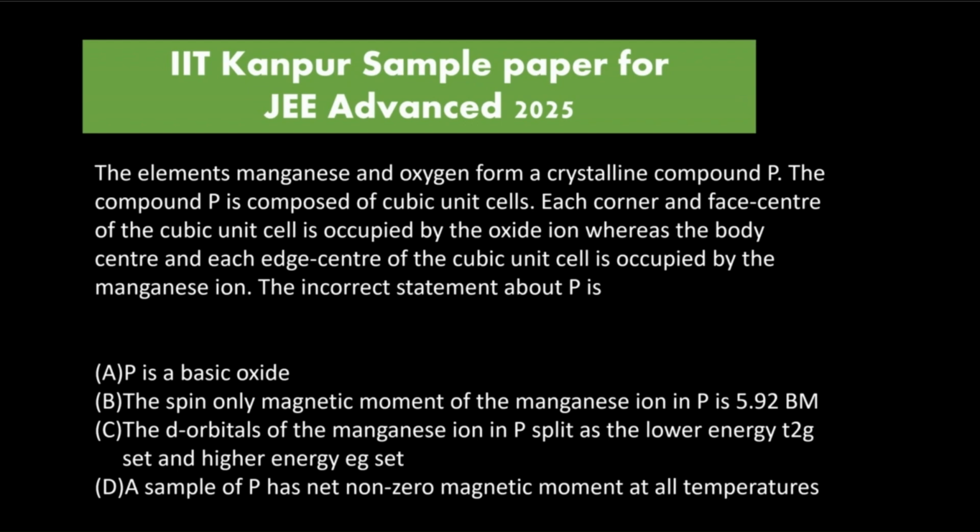The elements manganese and oxygen form a crystalline compound P. The compound is composed of a cubic unit cell. That is the trick over here. Each corner and face center of the cubic unit cell is occupied by oxide, whereas the body center and each edge center of the cubic unit cell is occupied by manganese ion. The incorrect statement about P is... before moving to the options, I would like to derive what that compound is.